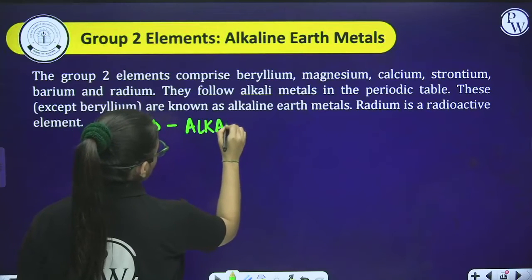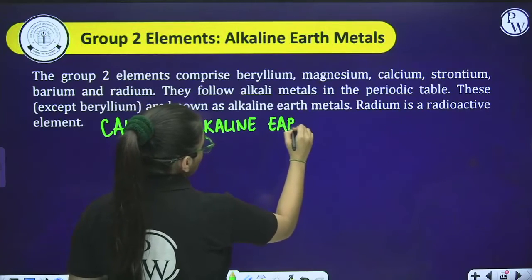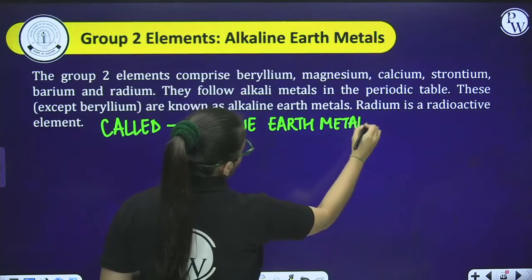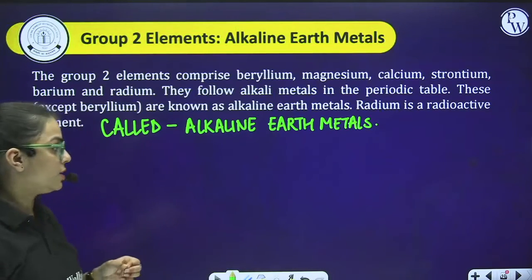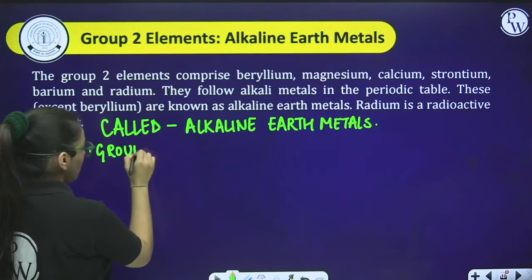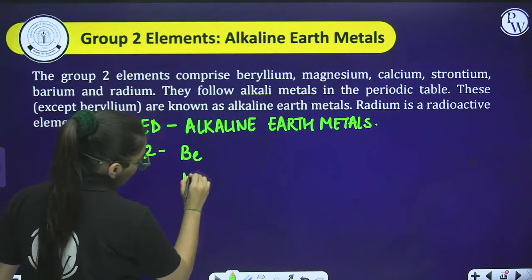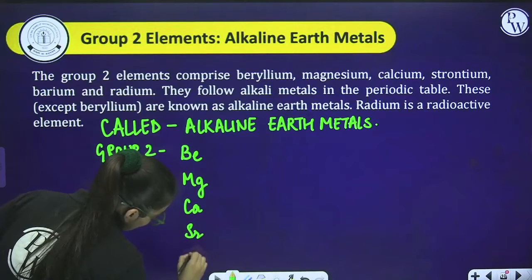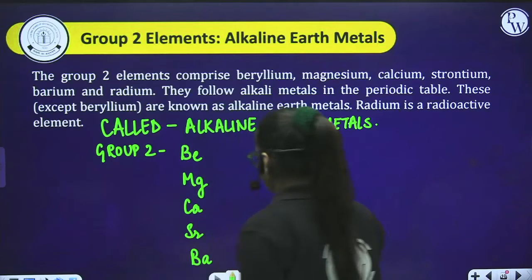They are called alkaline earth metals because they are derived from the earth's crust first of all, and they are alkaline in nature. Their oxides and hydroxides are alkaline in nature. Now let's talk about the members of group number 2. That is beryllium, magnesium, calcium, strontium and barium. And we also have radium, so I'm going to write it again.